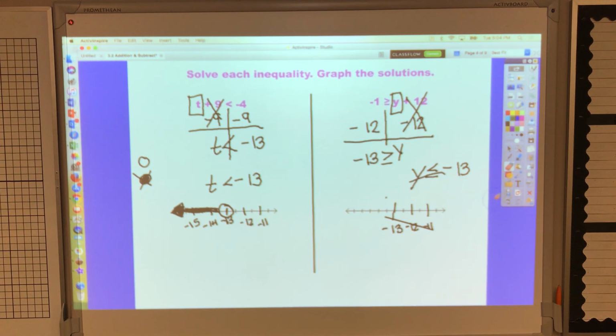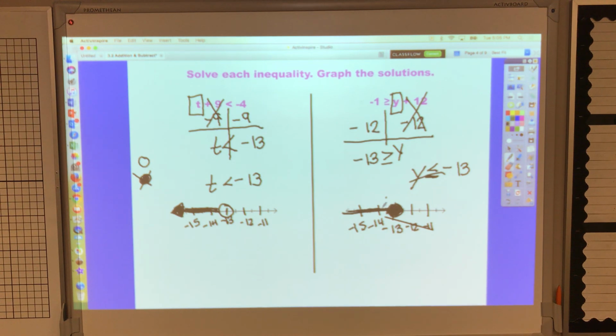Okay, so hopefully you can still tell what we had for an answer there. Here's negative 13, here's negative 14, here is negative 15. Since it's or equal to down here, my circle around that negative 13 gets shaded in because it can be negative 13. And this is again saying less than, so my values less than negative 13 are to the left.